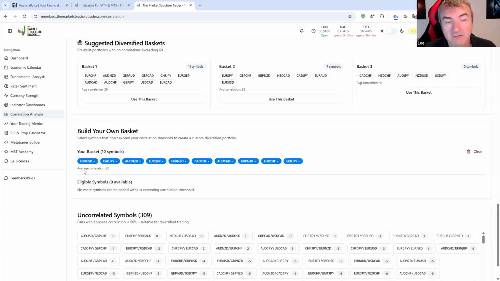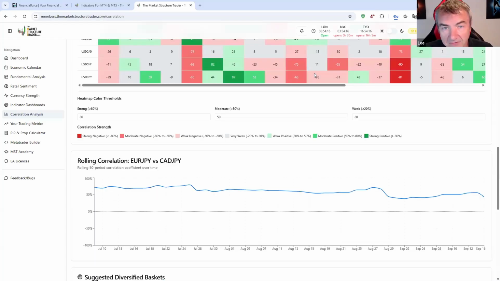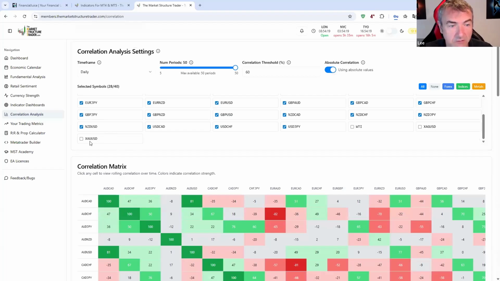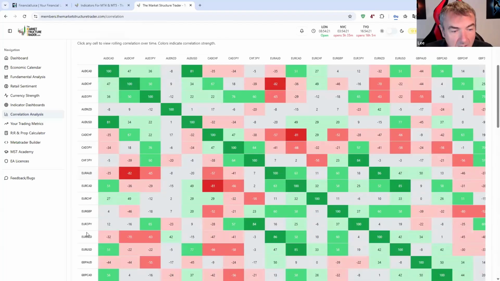There we go. So average correlation on this entire basket is 26%. So I know that 75% of the time, these things are not going to move in the same direction. So it gives me safety that I'm not going to be trading the same thing. One good way to explain this is if you look at the euro US dollar and the pound US dollar.